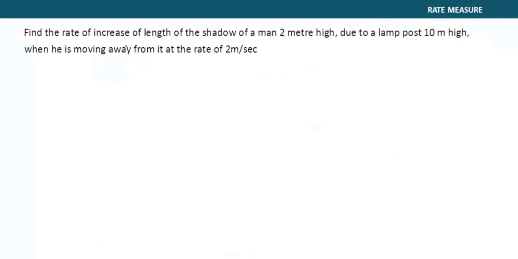Okay, now let's take the other problem, which says: find the rate of increase of the length of the shadow of a man 2 meter high due to a lamppost 10 meter high when he is moving away from it at the rate of 2 meter per second, right? So let me draw the diagram for this question. Let's say this is the path on which the man is traveling. The man is somewhere here, and it is given that his height is 2 meters. So this is 2 in length.